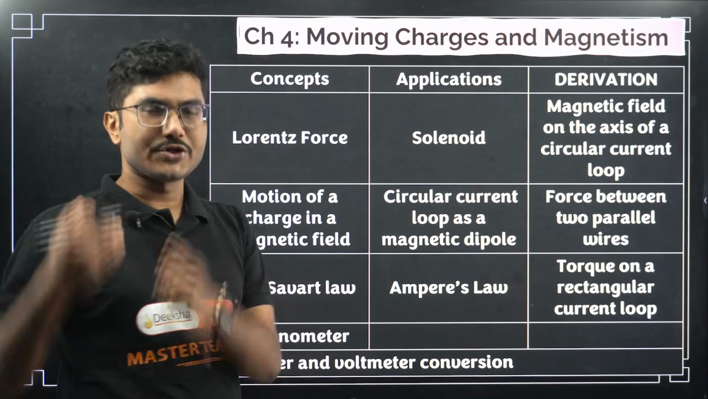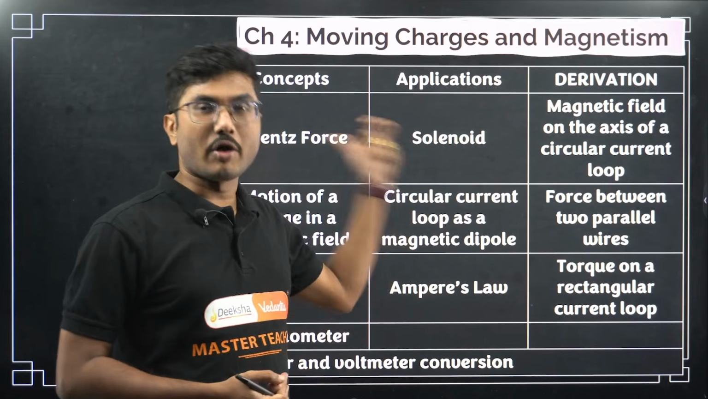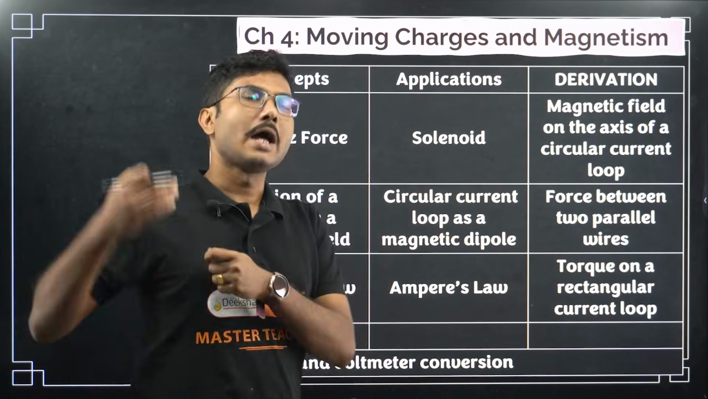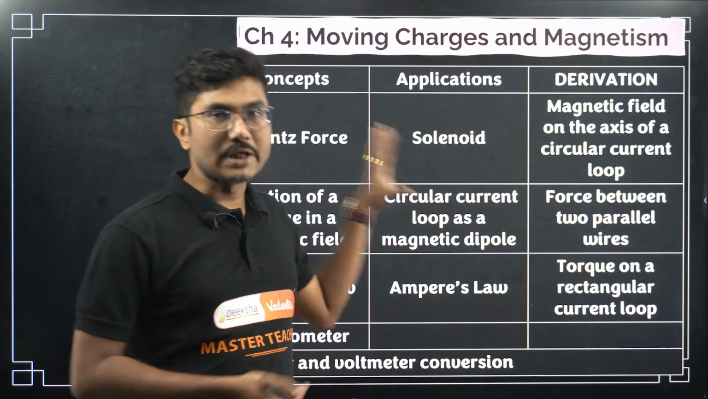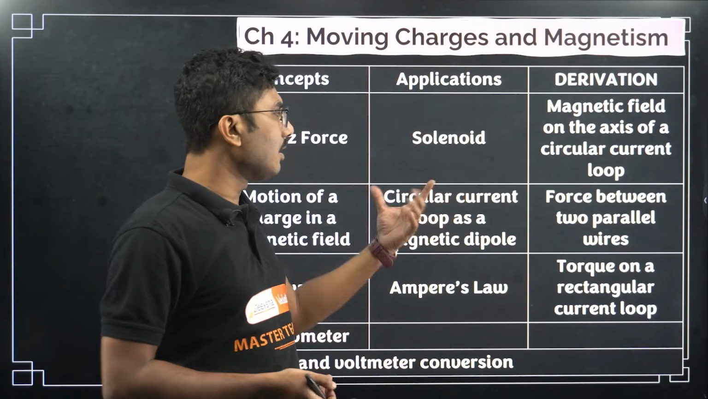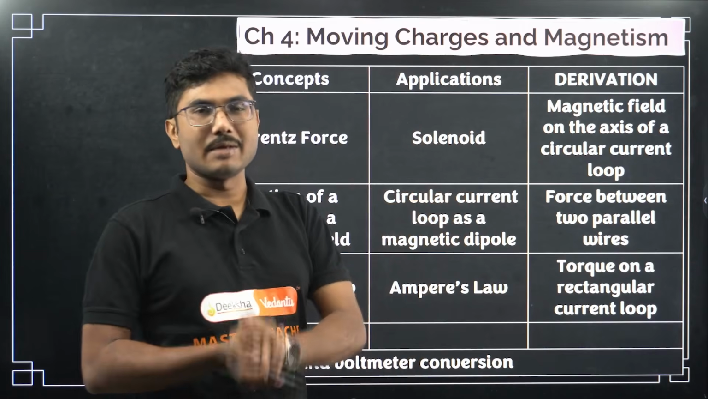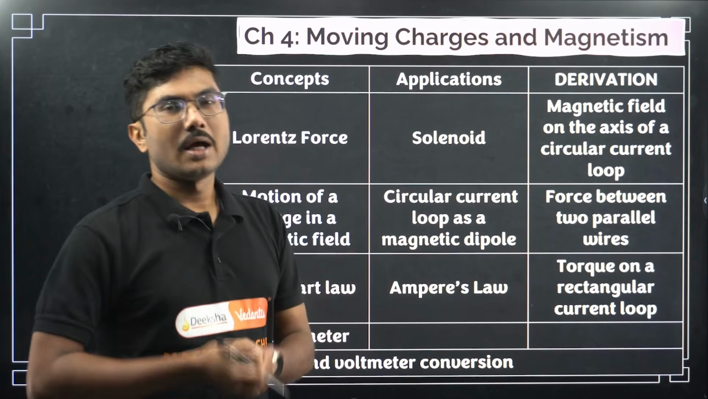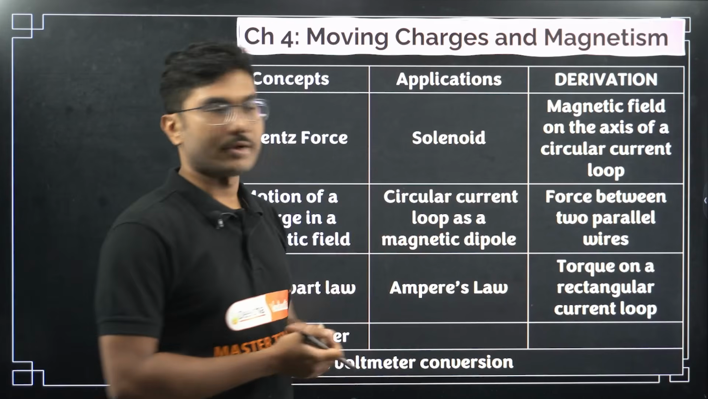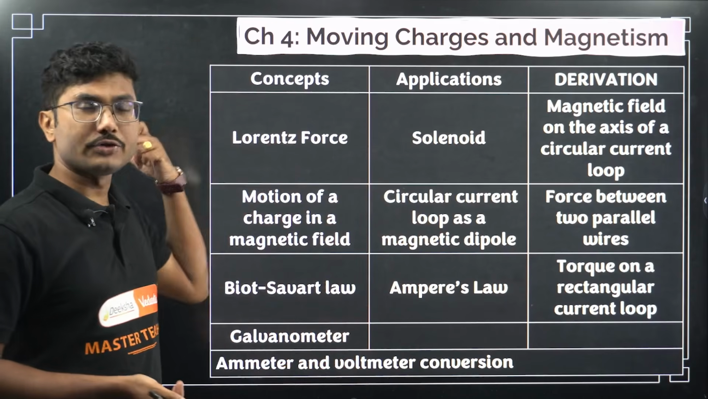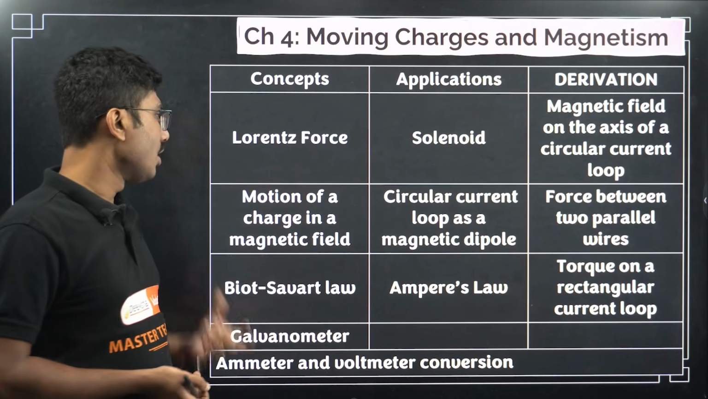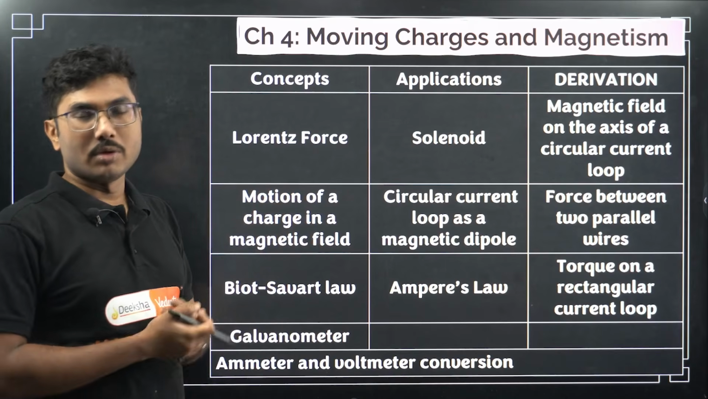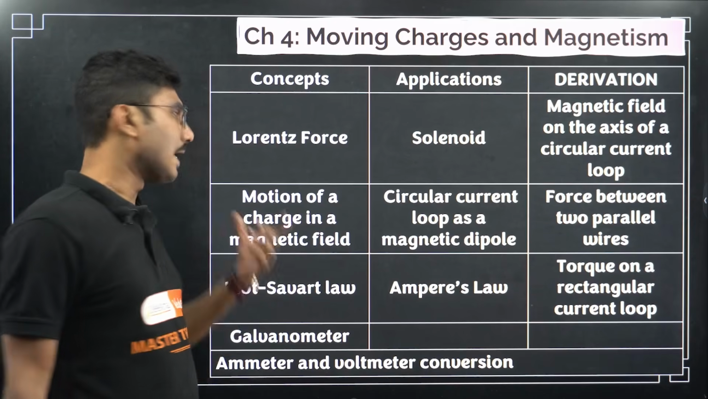There may be a question which requires the knowledge of a solenoid to apply in the question itself. For example, magnetic field due to a solenoid at the center of a solenoid. That is called applications. Applications means exactly the concept, like circular current loop as a magnetic dipole. Explain, that kind of question will not come, but based on this concept there might be some questions. So this is not direct. For example, Lorentz force, what is Lorentz force? That is a direct question. Motion of a charged particle, derive the radius for a moving charge in a magnetic field. That is a direct question.